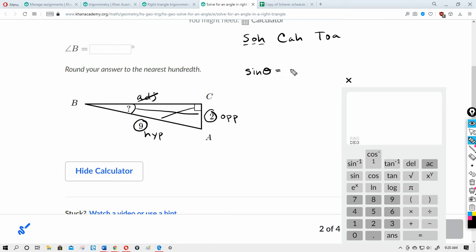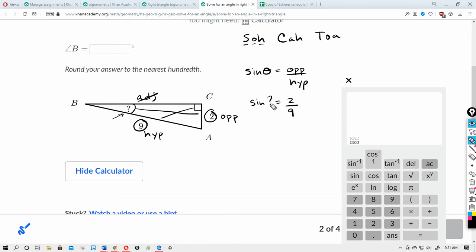Sine of theta equals opposite over hypotenuse. Okay, our angle theta, we don't know. They just called it question mark. So the sine of the question mark equals opposite, which is 2, divided by hypotenuse, which is 9.